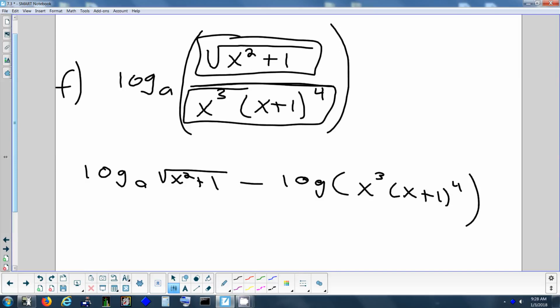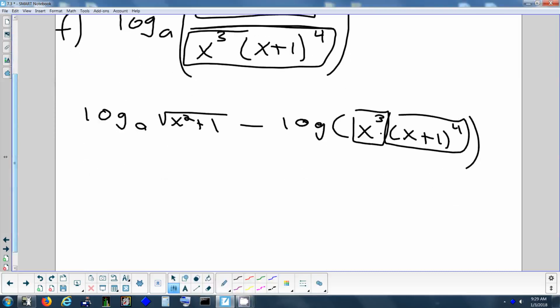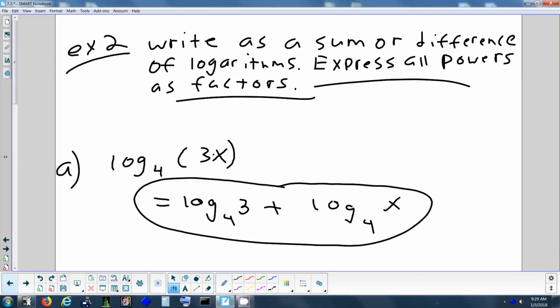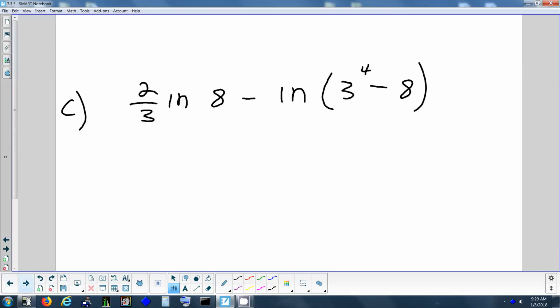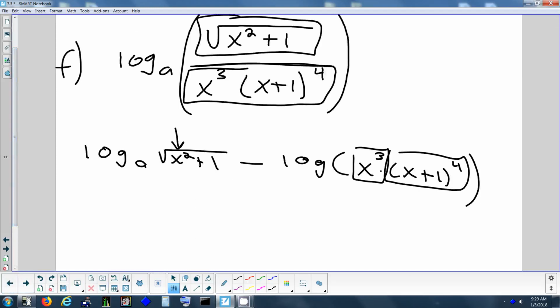Now I've got a few things going on. There's a little bit of work to do with the first part, but in the second part, we have a product. It's the log of something times something. That can be split again because it's a product. We were talking about the square root. The directions said express all powers as factors. At first it doesn't look like there's a power in that problem, but there is. What power is the square root hiding? Yep, 1/2.